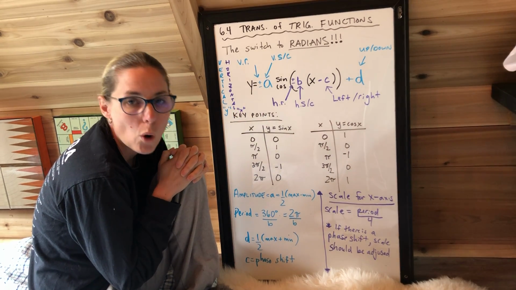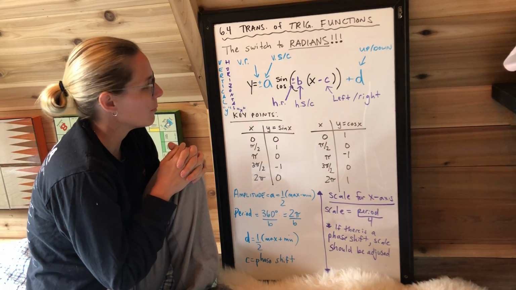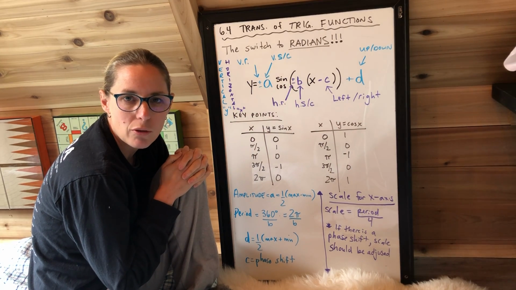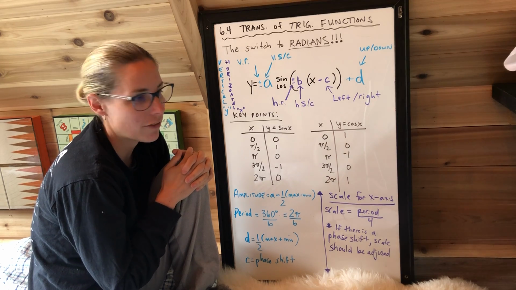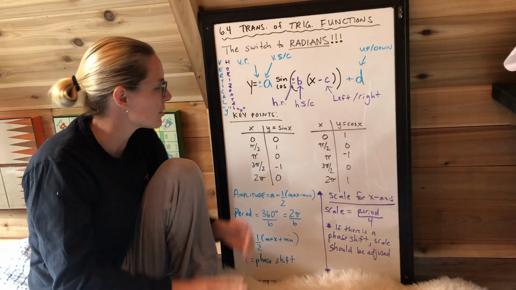So if your b value is greater than 1, it's actually a horizontal compression by 1 over that number. So say this b value is a 3, it's actually a horizontal compression by 1/3. If it's a 5, horizontal compression by 1/5, like an accordion, squishing it this way, horizontal, affecting the x values.